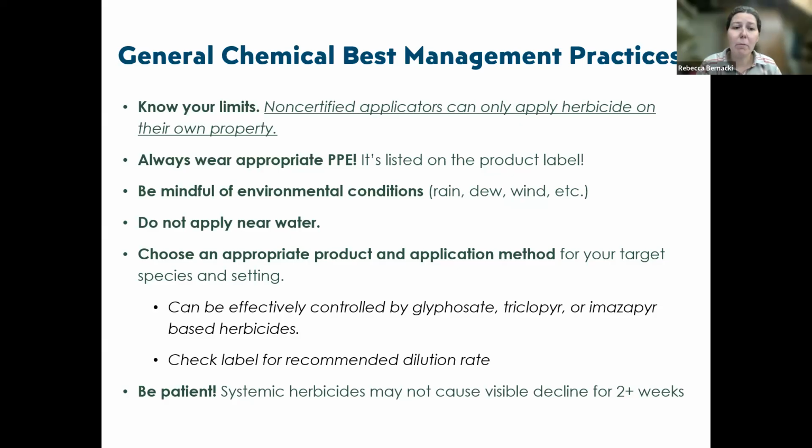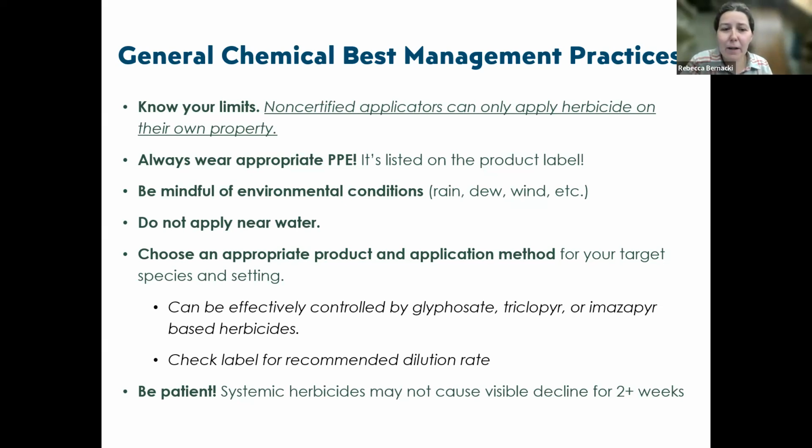We also always want to be mindful of environmental conditions. Things like rain and dew can affect how well that herbicide is going to stick to the leaves and work. Wind can affect our droplet size, or how far our droplets go on our sprayers. So we want to be mindful of wind and choose an appropriate droplet size so we don't have a lot of overspray. In New York State, and anywhere, I guess, we want to be careful not to apply near water.